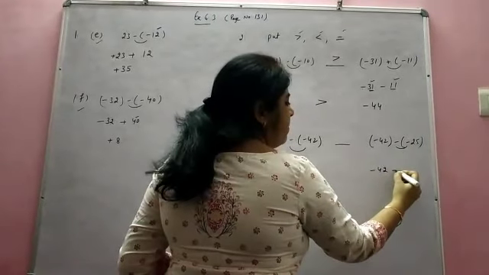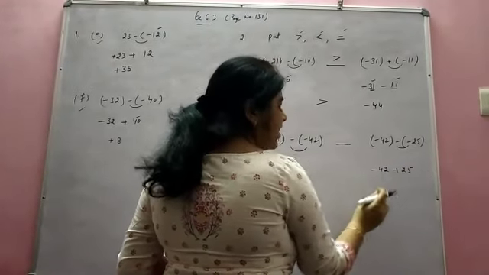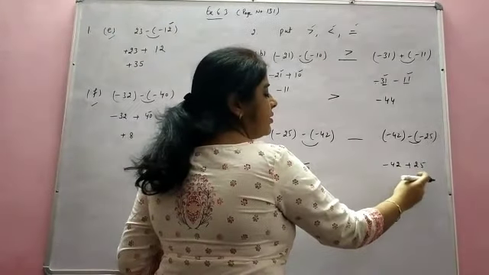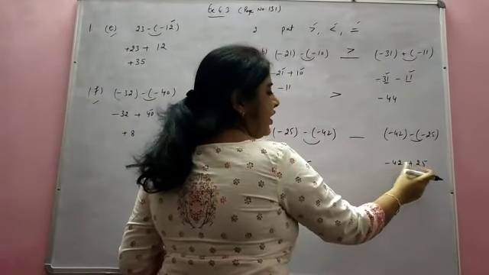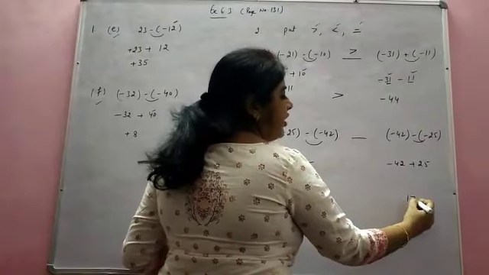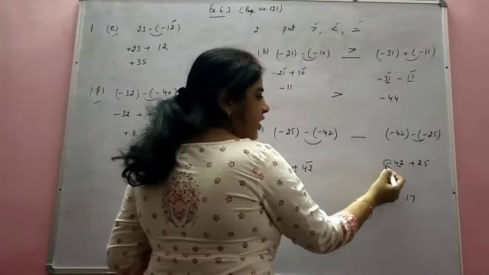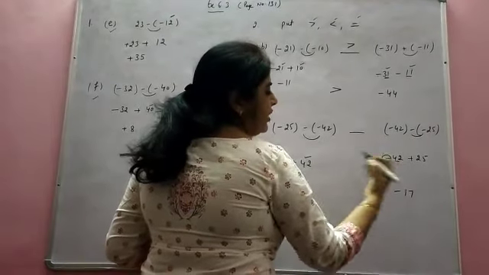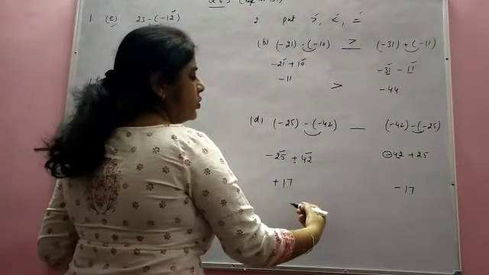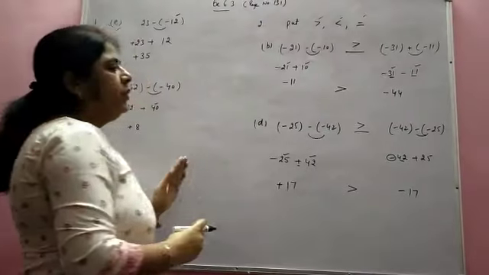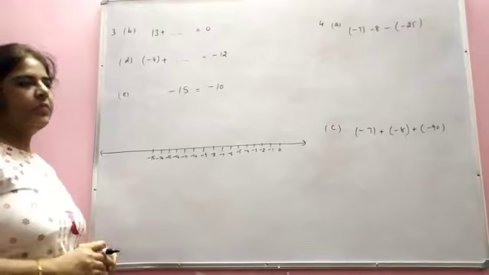Solve this. Minus minus becomes plus. Same here, one negative and one positive. So we will just subtract the numbers if one is negative and one is positive. So 17 will come. See the sign now? This is greater. Which sign does it have? Minus. So minus 17. Now compare these two. This one is greater. So in this way you will do the other parts yourself.